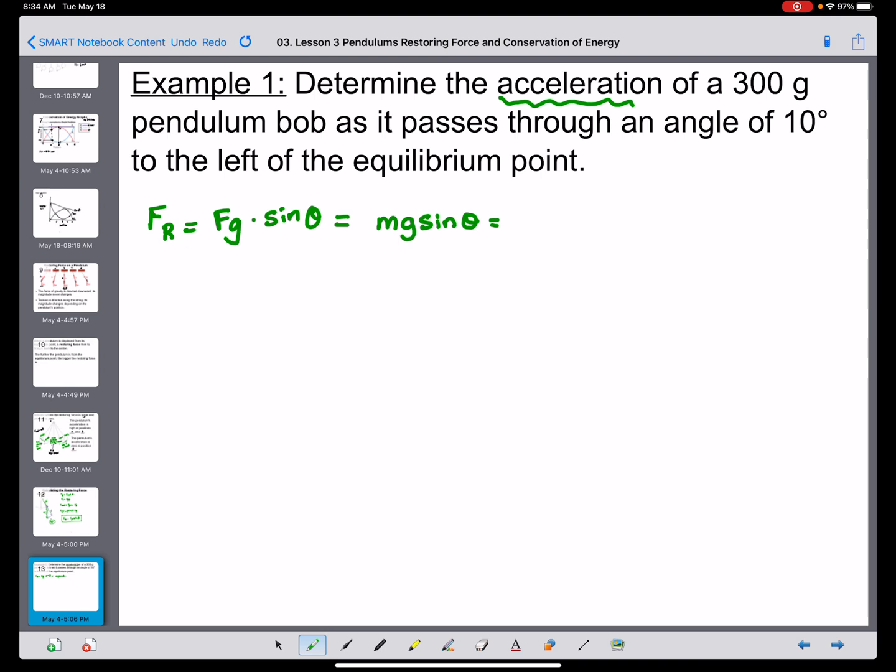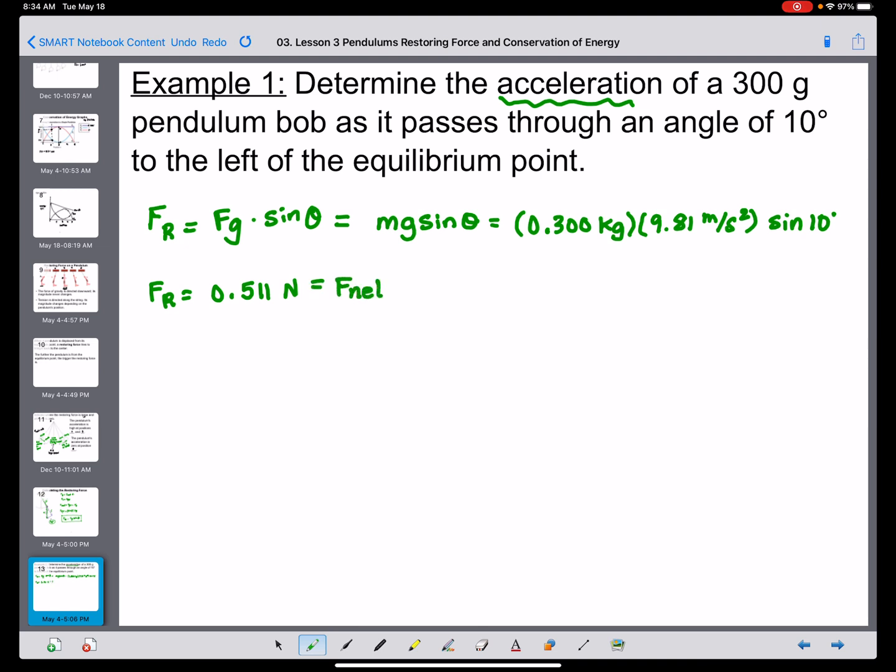So now we just have to put our numbers in here. When you're doing this, make sure you work in kilograms, not grams. So 300 grams is the same thing as 0.3 kilograms. G is 9.81. And then we're doing sine of 10 degrees. Need to make sure you're in degree mode. And when you do this, you should get 0.511 newtons. So that is the restoring force on the pendulum.